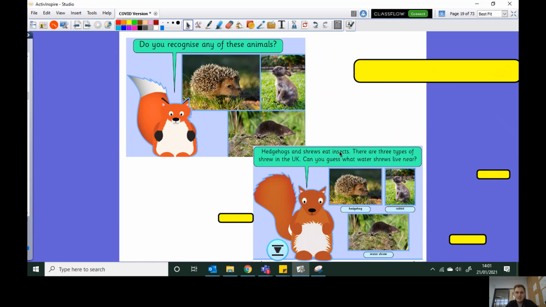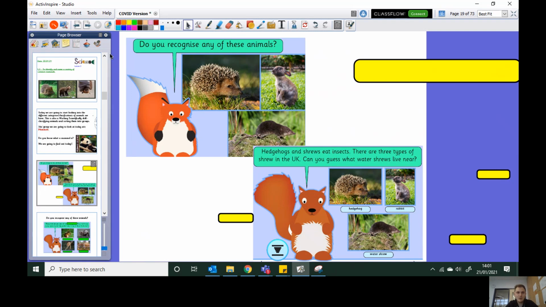Okay, hedgehogs and shrews eat insects. There are three types of shrew in the UK. Can you guess what water shrews live near? I think the clue is in the name. Excellent, they live near the water, definitely. Okay, you might be thinking, why are we going through these? All will be revealed very, very soon, I promise.